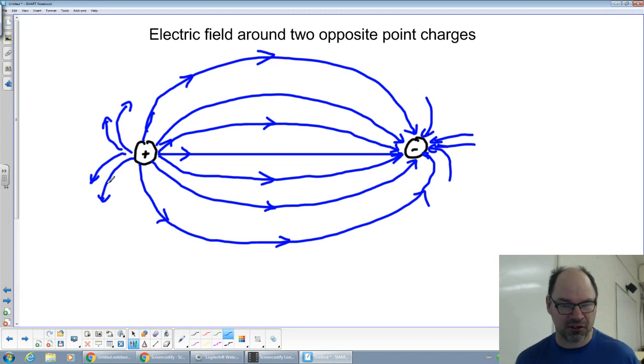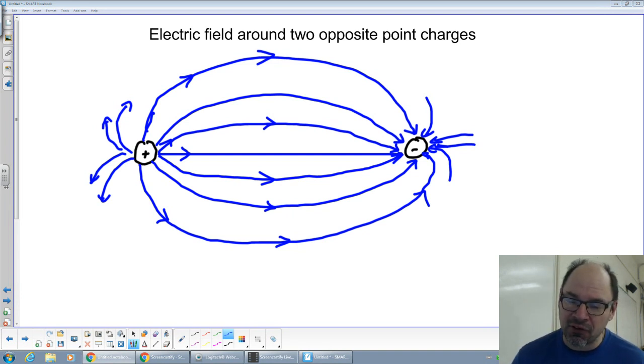Now, if we have two like charges, two like positive charges, we'll stick with positive charges, we'll draw the electric field line diagram as well. These ones are going to have that repulsion that happens. Okay, so let's do this diagram.